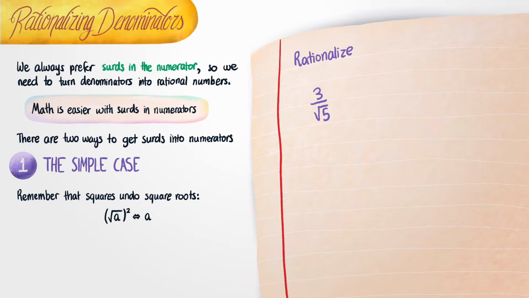Now initially, this seems like a little bit of a detour, but it's really not. We want to convert this surd in the denominator into a rational number. So what we want to do is somehow multiply it by the square root of 5 one more time. If we multiply by the square root of 5 in the denominator, we can just square it, and that will get rid of the square root for us.